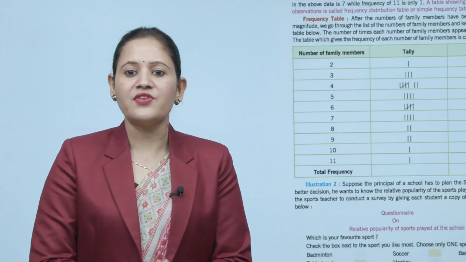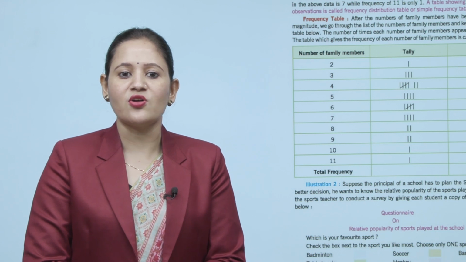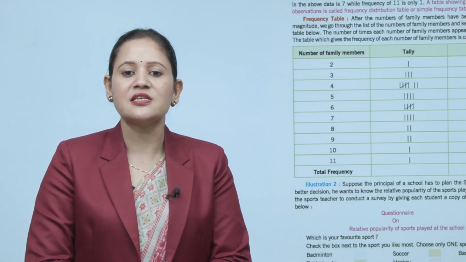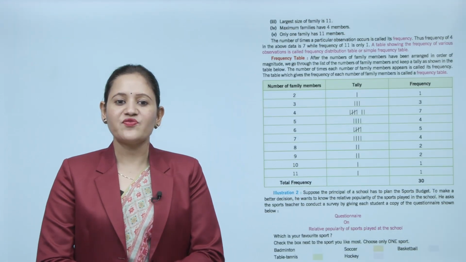The table showing the frequency of various observations is called the frequency distribution table or simple frequency table. Next is frequency table.